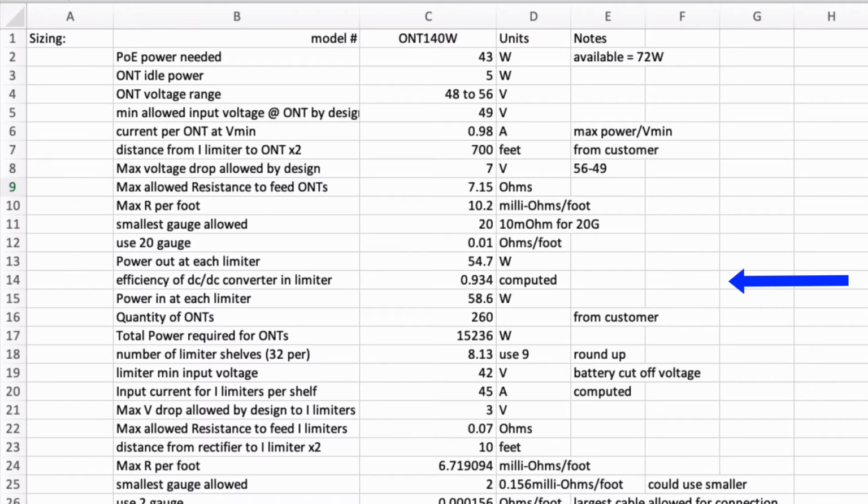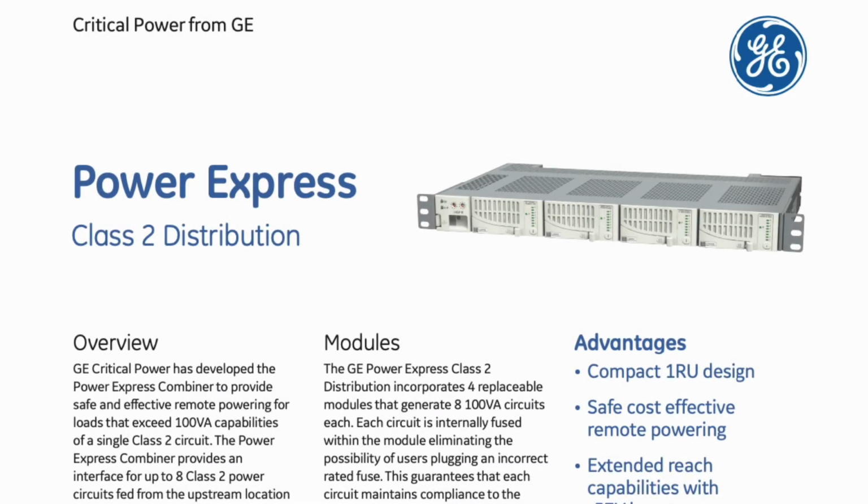The power limiters are actually DC to DC switching converters with active electronics. As such, there's an efficiency to this conversion of 93.4%. The input power for each converter is the output power divided by this efficiency, or 58.6 watts in this case. Our customer told us there are 260 ONTs to be powered for a total of 15,236 watts. For this application, I'll be using this power limited system.